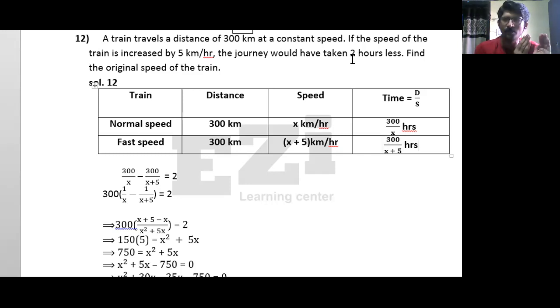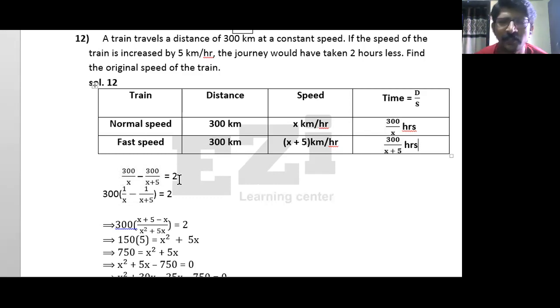Because originally it was taking 300 upon x hours, that was large because the speed was low. And the moment speed has increased, obviously the time will decrease. So 300 upon x plus 5 is lesser than 300 upon x. You understood why these fractions have been subtracted, and that is equal to 2 hours.